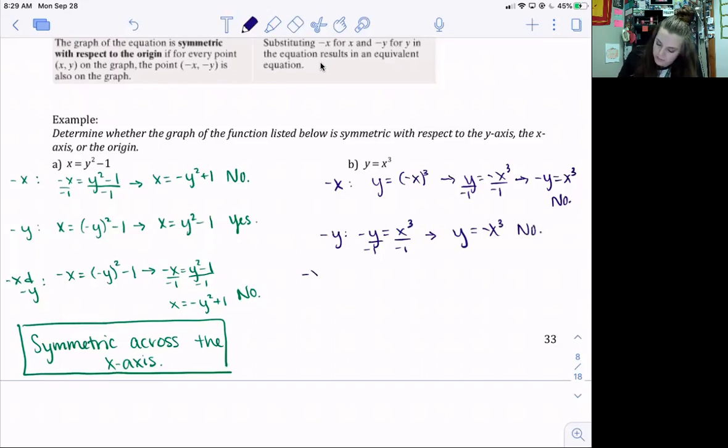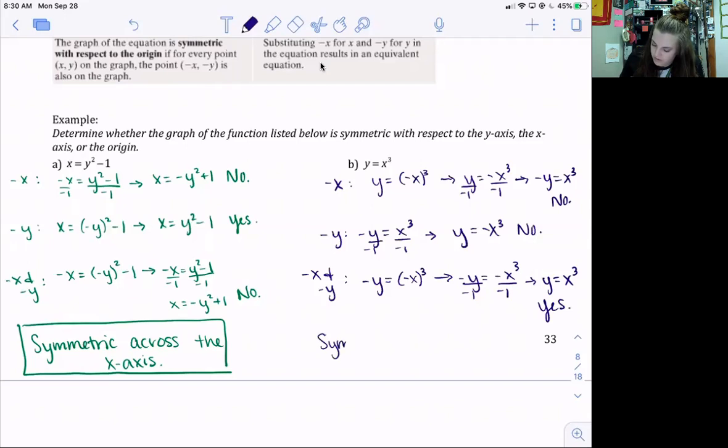So now let's try both. We have negative y equals negative x quantity cubed, which gives us negative y equals negative x cubed. If we divide by a negative 1 on both sides, we get y equals x cubed, which is our original function, so this is a yes. Which means we're symmetric across the origin.